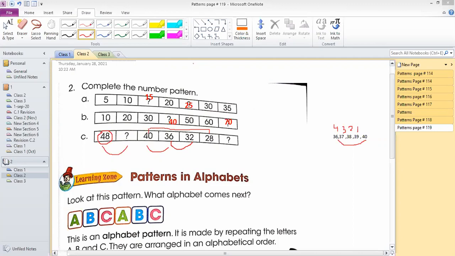First, go one time back, 47. Do not start from 48, okay? Loudly, I want to hear. 48. 47. 46. 45. 44. What is the answer here? What should I write here? 44. Very good. After 28, tell me what number should I write here?